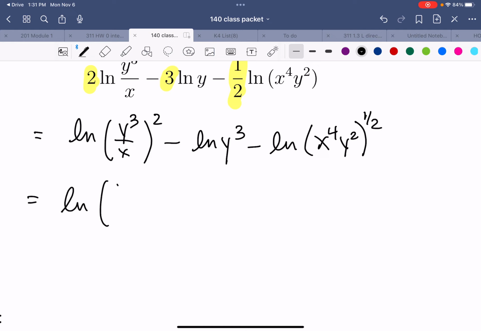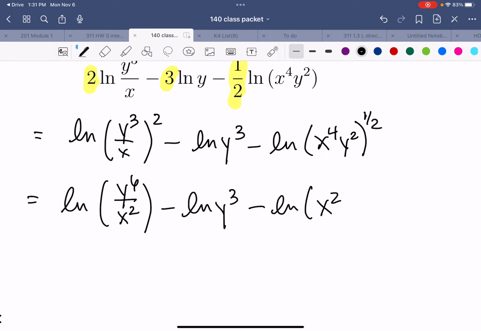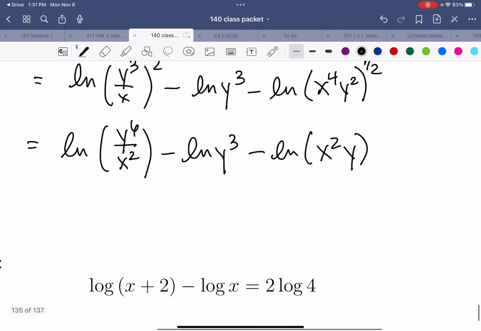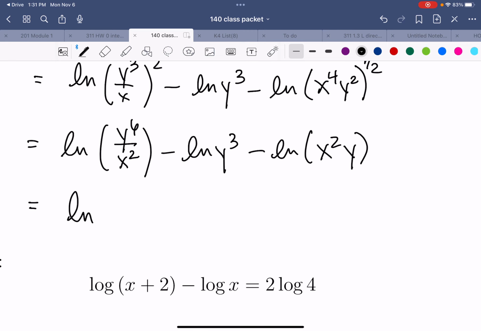So that becomes y to the 6th over x squared because I multiply powers, minus the natural log of y cubed, minus, distribute that 1/2. 4 times 1/2 will be 2. 2 times 1/2 is just 1. Okay, now let's put this all back together. Okay, so we have y to the 6th over x squared. Now minus ln of y cubed, that means the y cubed goes on the bottom. And minus x squared y means those both go on the bottom as well.